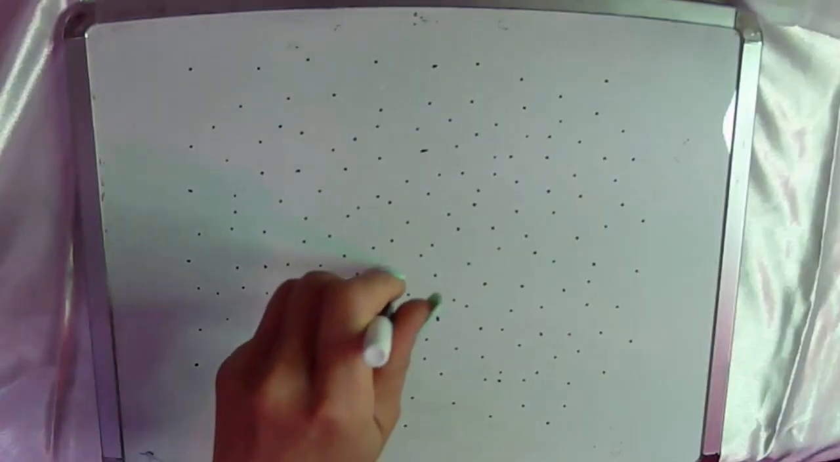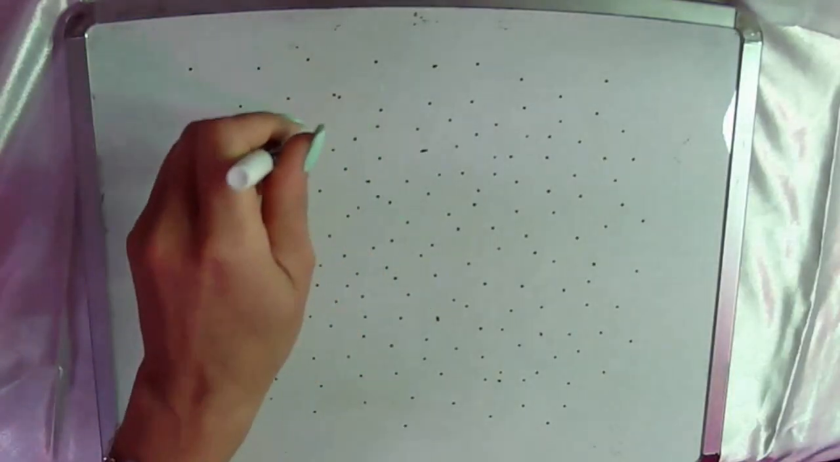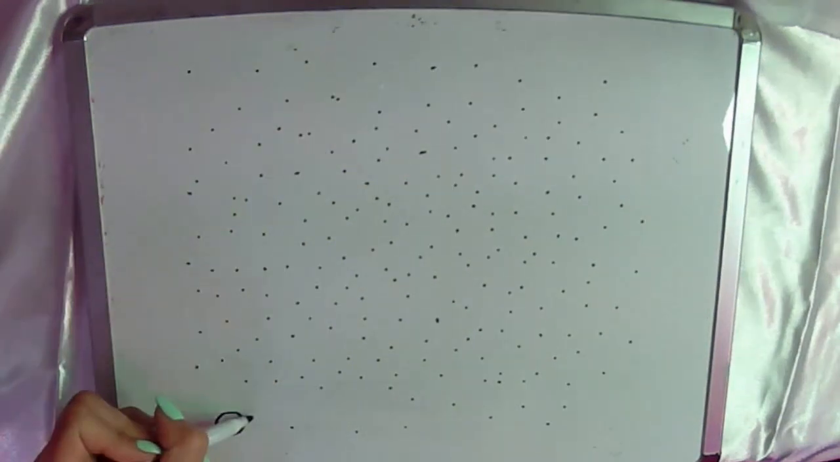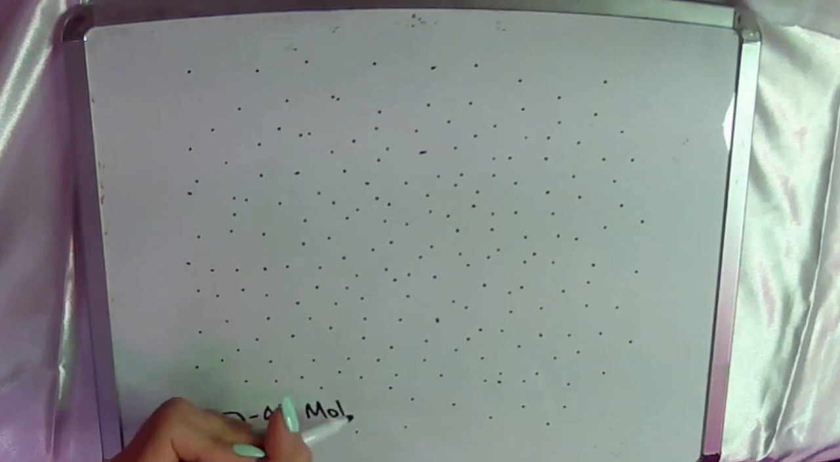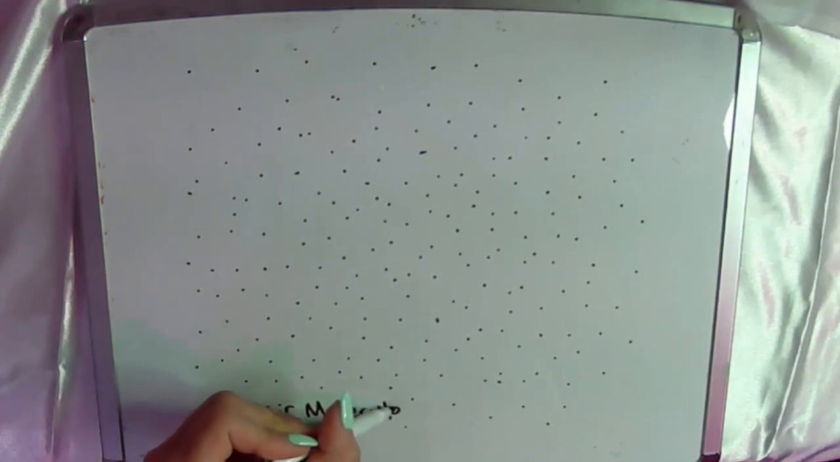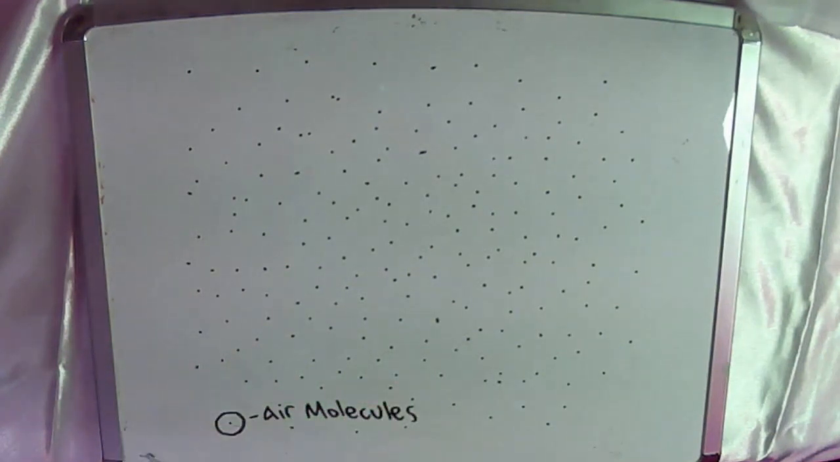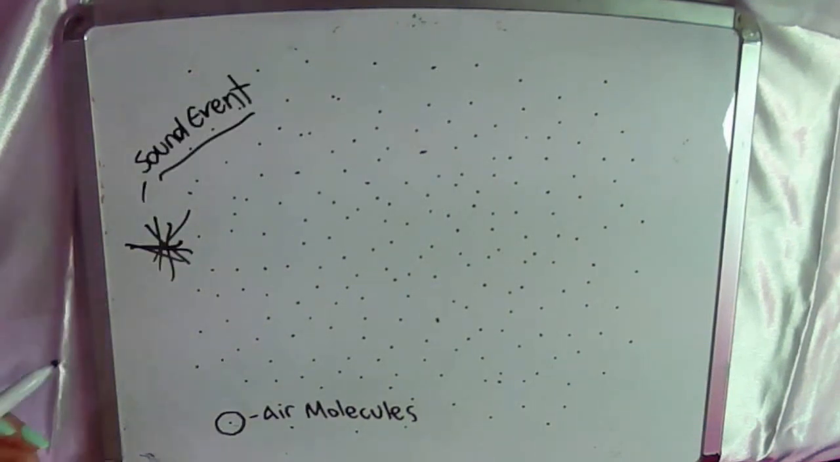So let's take a closer look at what's happening after that sound event. So these are air molecules at rest. They're not totally motionless. Particles are always active, but they're not in enough motion for any changes to be perceived by our ears. Something has to make them move enough that our eardrum notices. Now let's think about our sound event.